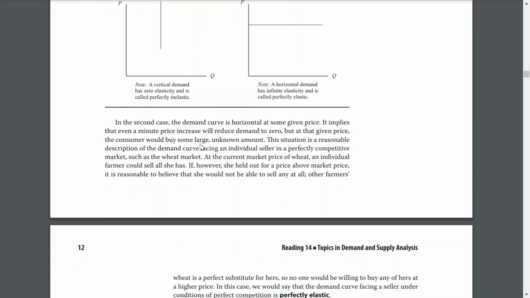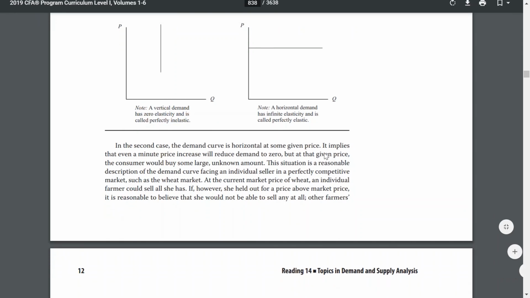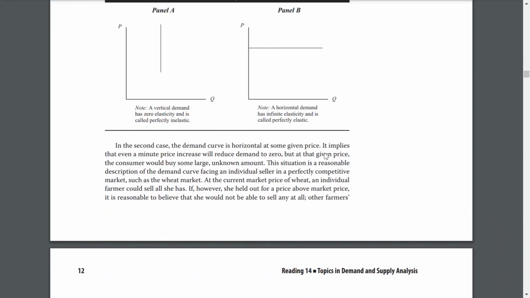In the second case, or panel B, the demand curve is horizontal at some given price. It implies that even a minute price increase would reduce demand to zero. But at that given price, the consumer would buy some large unknown amount.